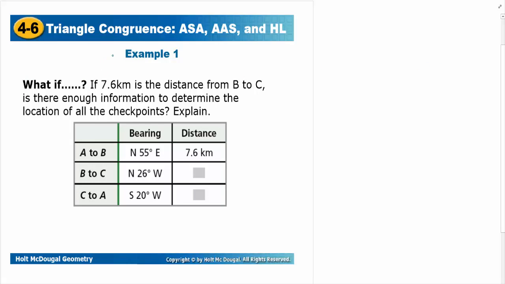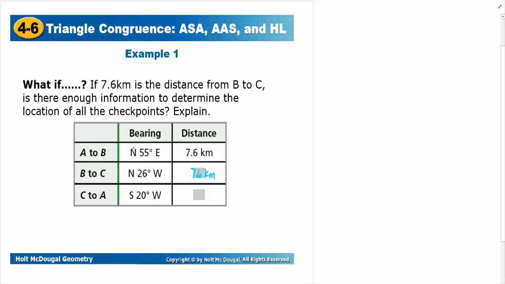Again, just a couple examples. This one will have different types of examples you could be tested on, other than just doing a proof. So this is just a situation here. We have, if 7.6 kilometers, which I've given you, is the distance from B to C, is there enough information to determine the location of all the checkpoints? So if I'm looking at this, I have B to C, and they're saying that is 7.6 kilometers.